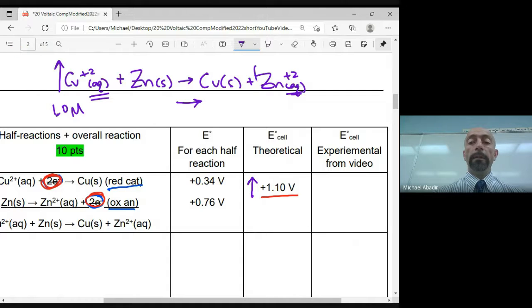Or you could decrease the concentration of the zinc 2+ from 1 molar, go lower than that. And that's also going to shift the reaction to the right. And then, of course, the opposite is true. If you want less than 1.1 volts, then you would do the opposite for that as well.